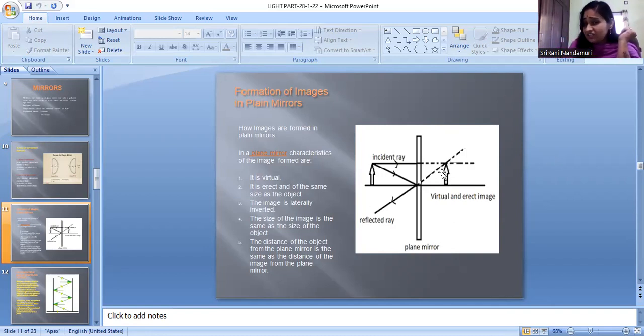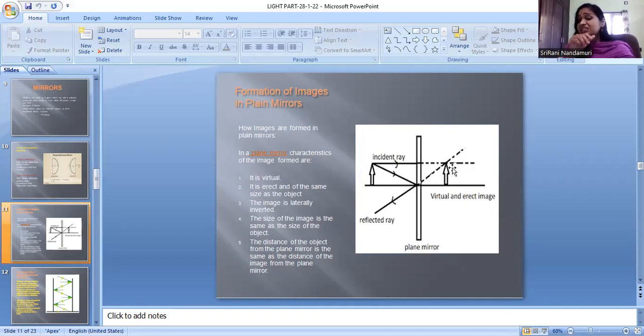You can see in this figure, this is the incident ray and this is the reflected ray. Just imagine the lines to be extended. This is the point where the incident ray and the reflected ray meet, right? This is the point where you can observe the image. You can see the image here. If you see this point, the image is formed here.